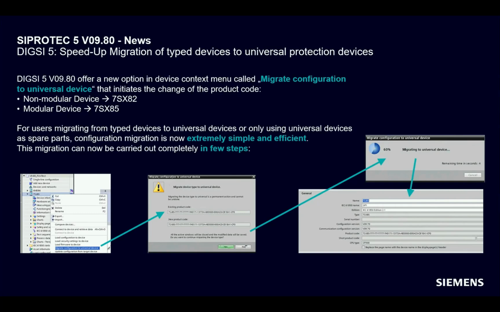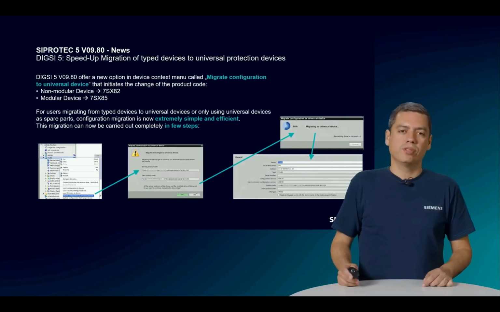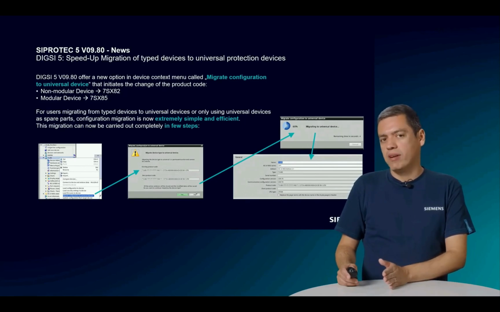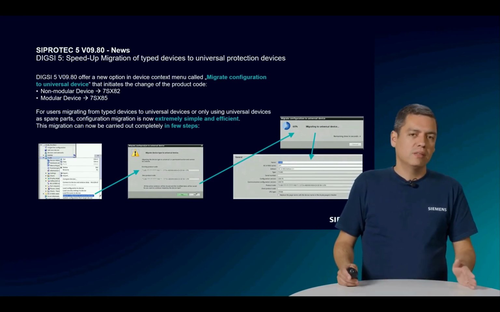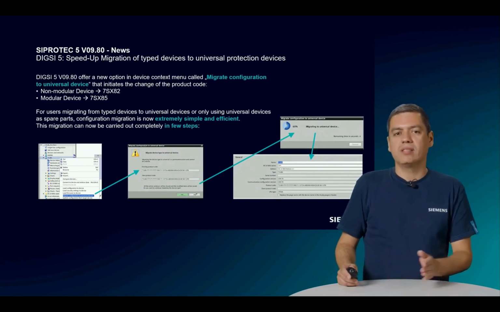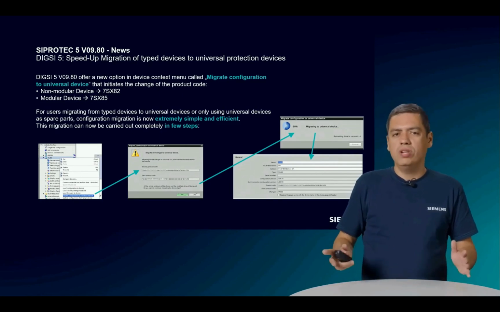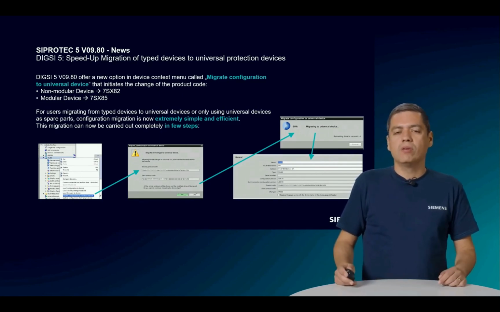DIGSI 5 version 9.80 offers a new option in the device context menu called Migrate Configuration to Universal Device that initiates the change of the product code from a non-modular typed device to a 7SX82 device, and from a modular typed device to a 7SX85 device. So for users migrating from typed devices to universal devices, or only using universal devices as spare parts, configuration migration is now extremely simple and efficient. This migration can now be carried out completely in few steps as presented.